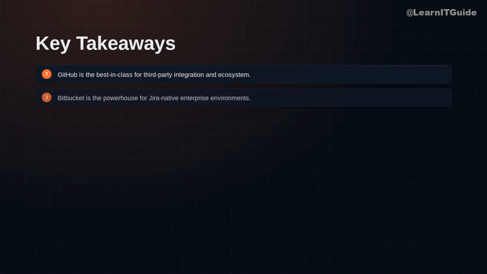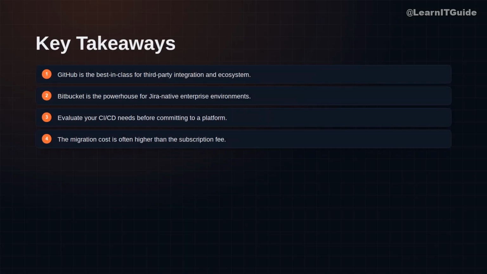To recap, GitHub is best in class if you need a massive ecosystem of third-party integrations. Bitbucket is your powerhouse if you operate in a heavy Jira-native environment. Always evaluate your CI/CD requirements before you commit to either platform. And remember, the actual human cost of migration is almost always higher than the monthly subscription fee.